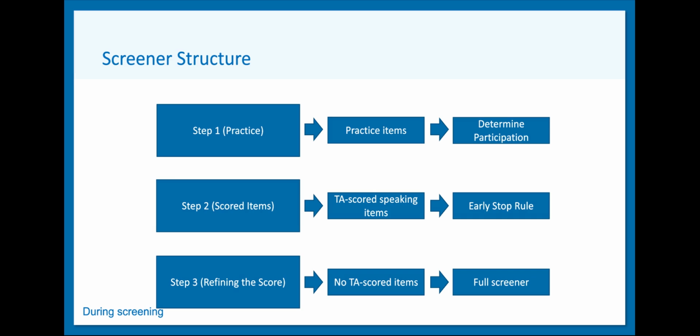Step 3 includes more items from all 4 domains. This step is administered only to students who could possibly score proficient. The TA has no scoring responsibilities during this step.